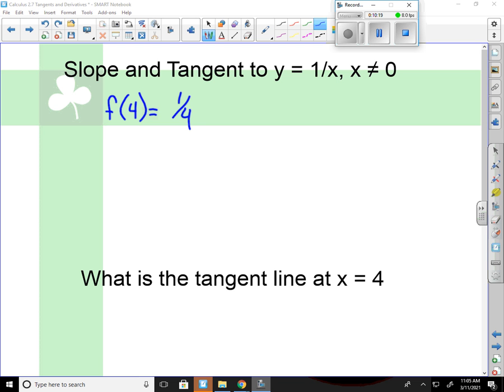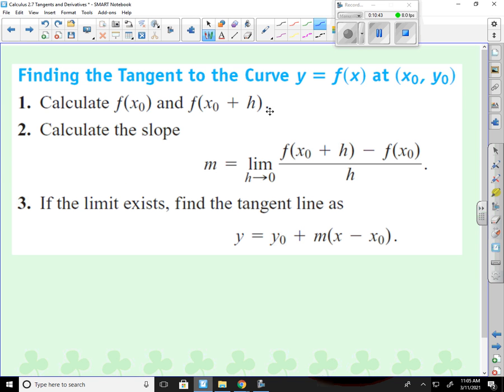Now we don't know what our distance h is, so whenever we plug that in, we just plug that in as 4 plus h. And so that gives me 1 over 4 plus h. And so we have step 1 done of what we were trying to do here. We found f of x naught and f of x naught plus h. Now we're going to calculate our slope using this portion.